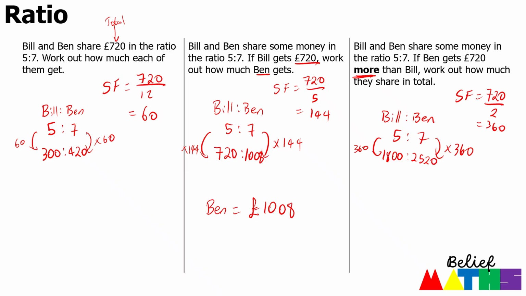Then it says how much do they have in total? Again, always go back and read the question again when you think you're finished. So it asks us to work out how much we have in total, which is 2,520 plus 1,800, which gives us an answer of 4,320.